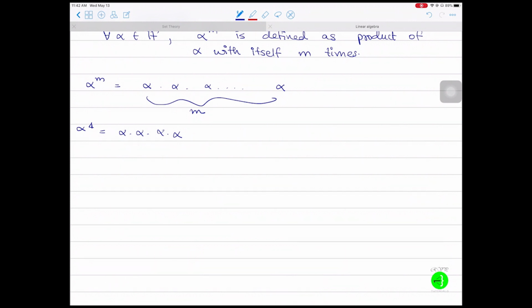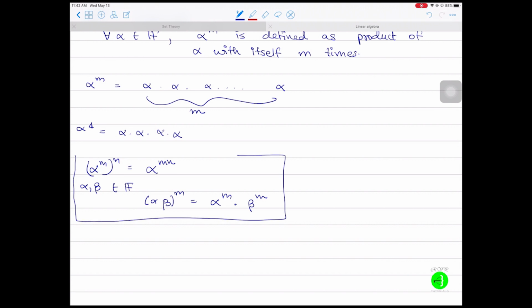And we know that this property of indices would hold true as well. Alpha to the m, to the whole to the n, would be alpha to the mn. And for two numbers alpha, beta, we have alpha beta to the m equals alpha to the m times beta to the m. Again, the proofs of these should be fairly straightforward. If you have learned them in indices, there's nothing different here. But if you have any questions or clarifications, let me know. But I'm not going into these small trivial proofs in detail.